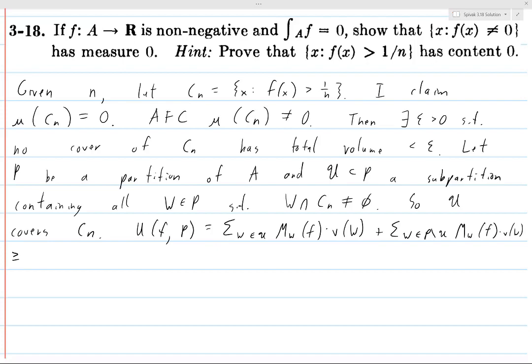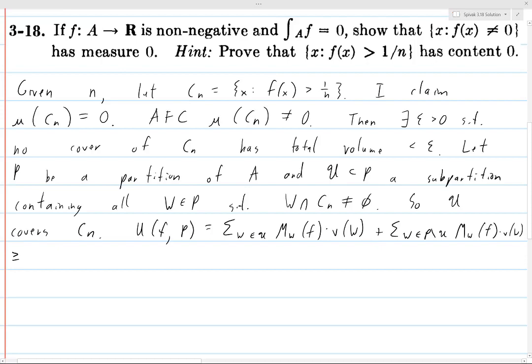All the information we need is coming from this first sum here. So the second sum, we can just throw it out. Because the sum is certainly going to be greater than or equal to 0 since F is non-negative. So this MWF will be non-negative and the volume will be non-negative, so the whole sum is non-negative. So that's going to be greater than or equal to 0. So that's that. The only thing that we're using is this first sum here.